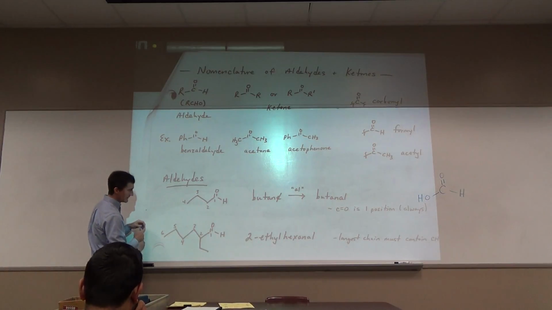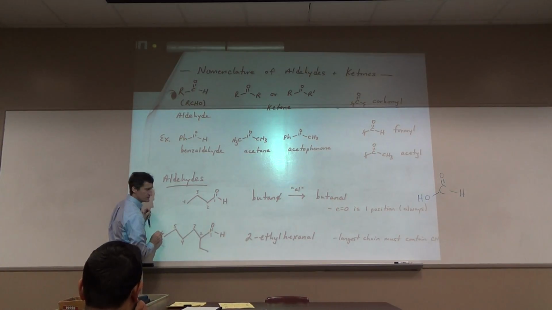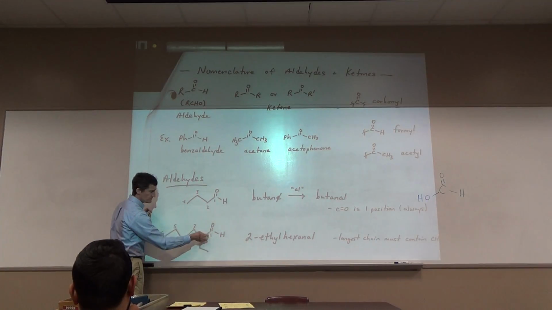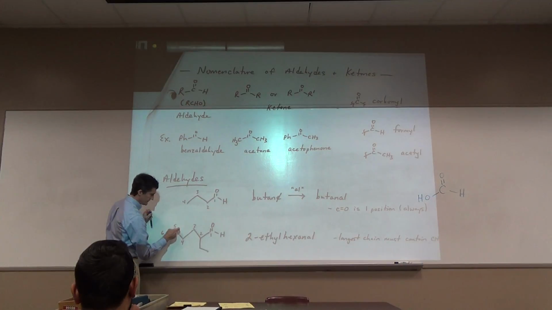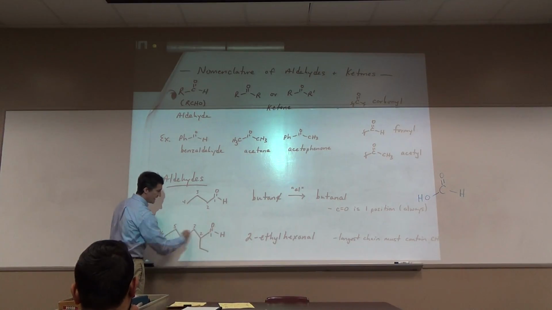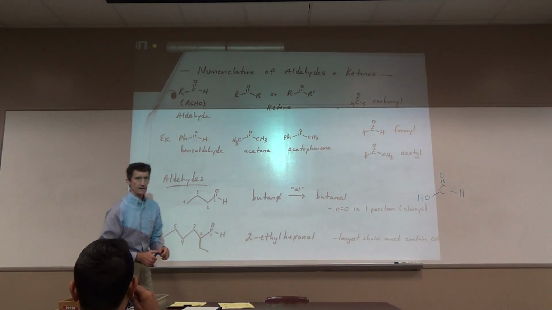Okay, name here, longest continuous chain. Carbonyl is one position, you might as well call that 1. The carbonyl has to be involved in the longest continuous chain. 1, 2, 3, 4, no. 1, 2, 3, 4, 5, 6, yes. Notice you've got 1, 2, 3, 4, 5, 6, 7, but the carbonyl is not involved in that chain, so forget about it. 1, 2, 3, 4, 5, 6. Hexane, hexanal, what's on the hexanal? 2-ethylhexanal.